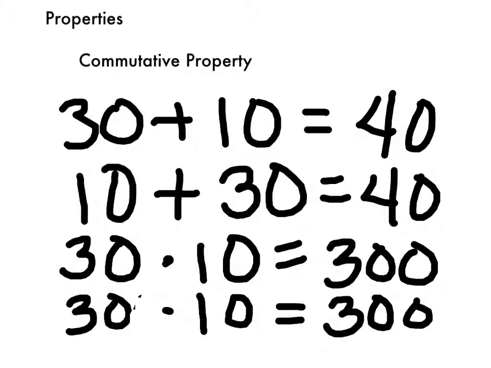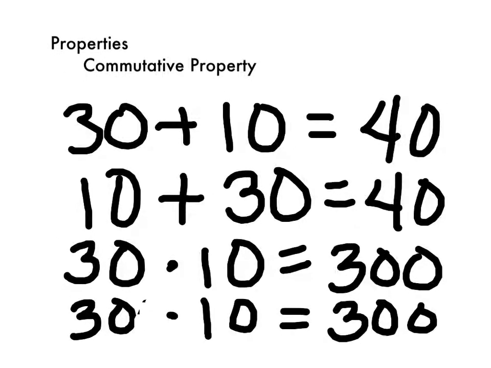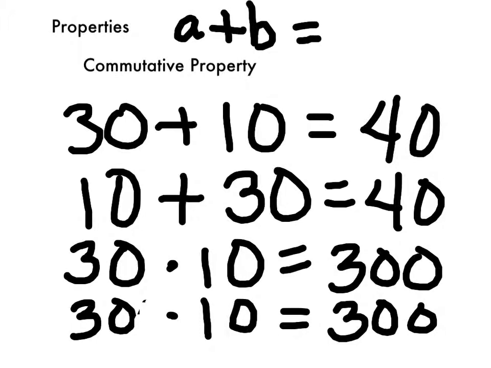So in mathy language, the commutative property says that for any number A plus B, that equals B plus A.